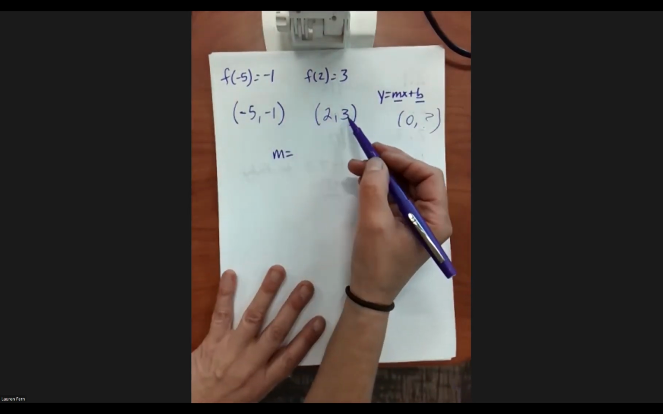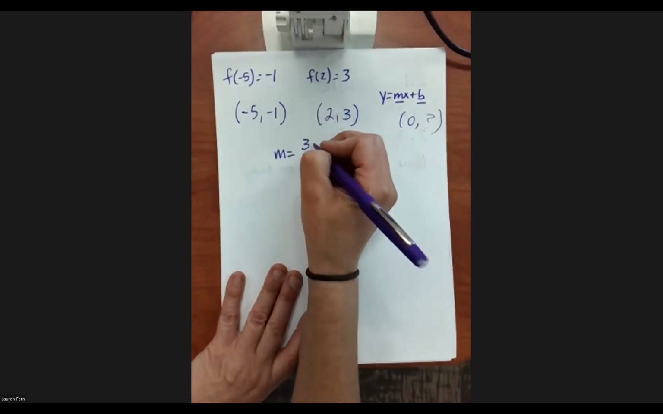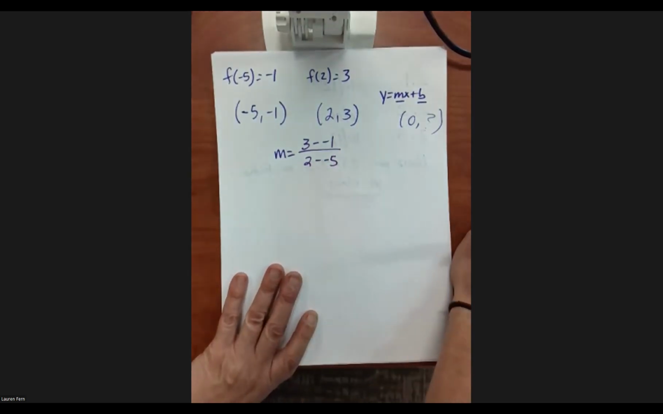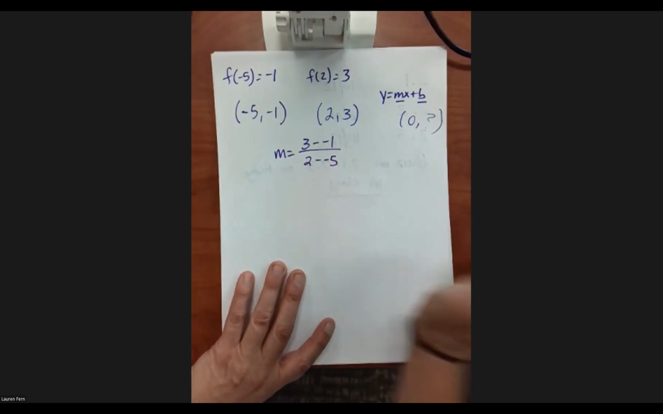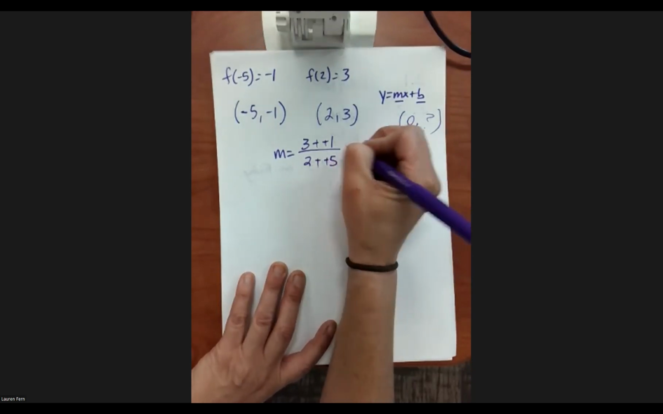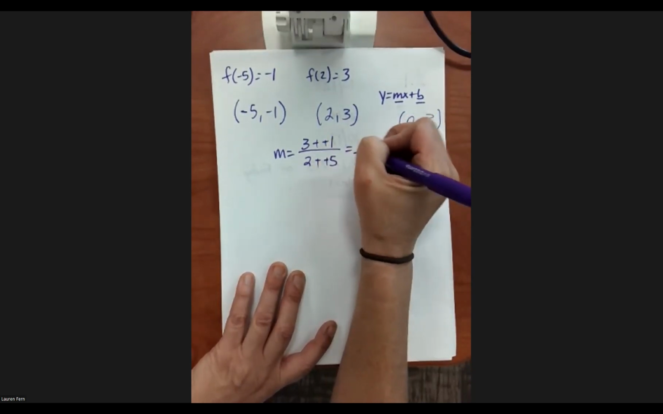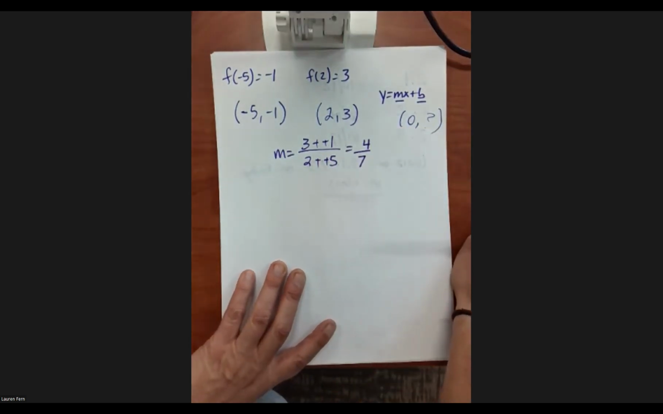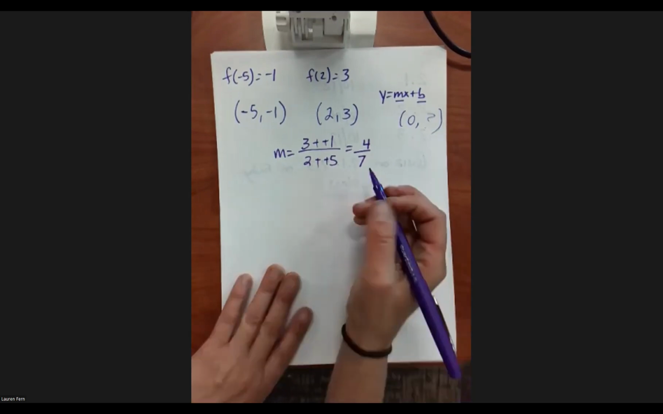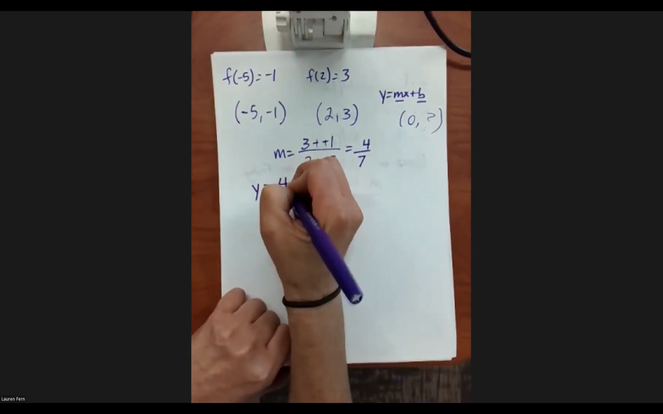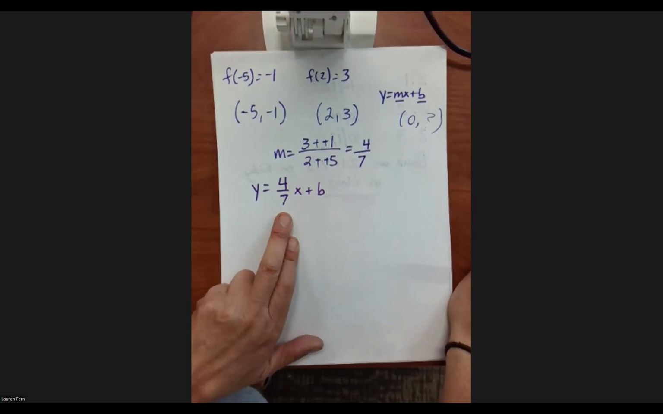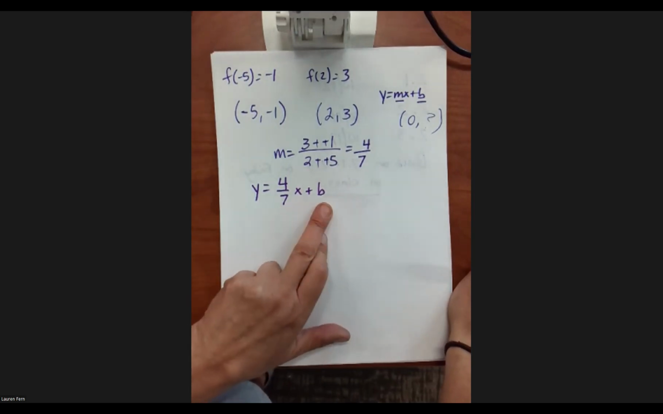So let's first find our slope. We have 3 minus a -1 over 2 minus a -5. If you have a question, stop me. Okay. Minus a negative is plus a positive. 3 plus 1 is 4, and 2 plus 5 is 7. Cool. All right. So thus far, we have this for the equation of our line. We now know that y is equal to 4/7 x plus b.